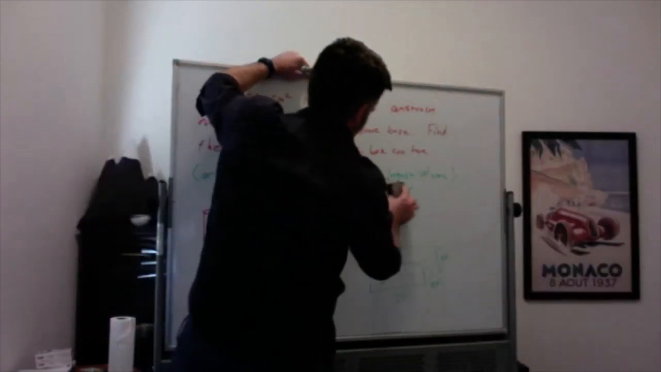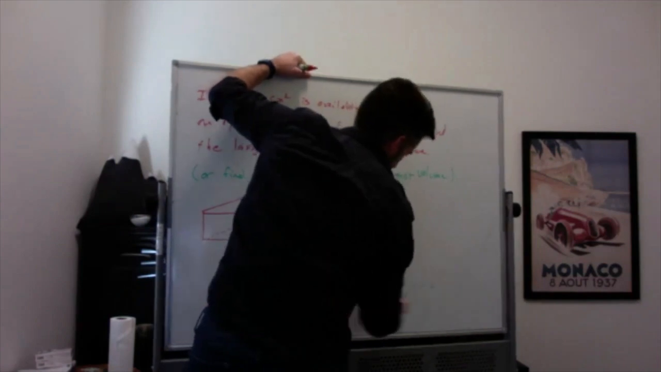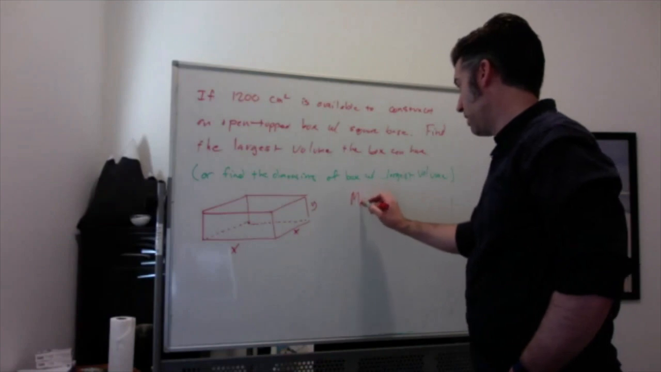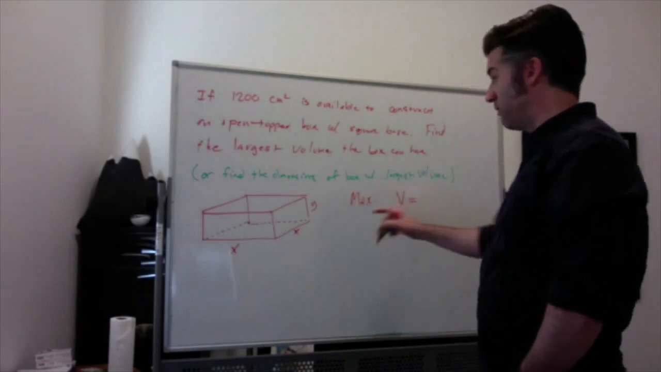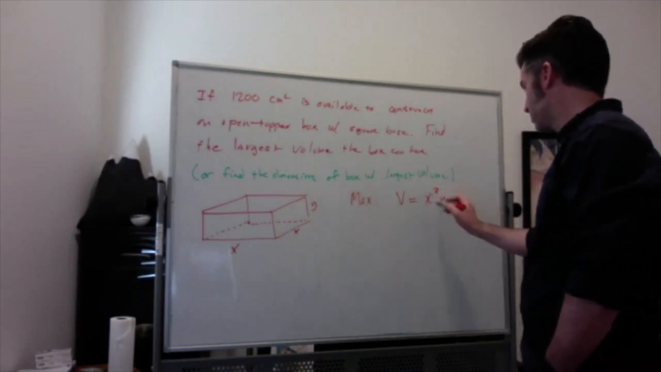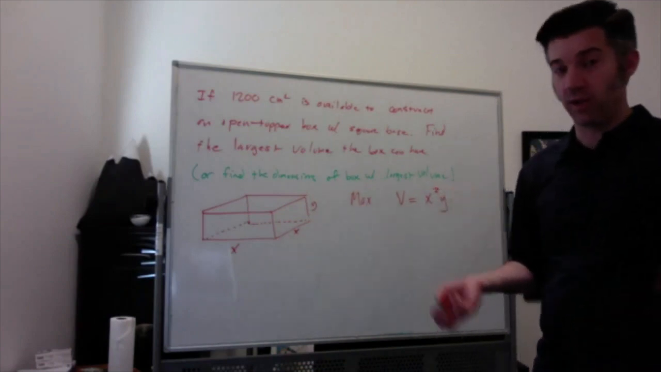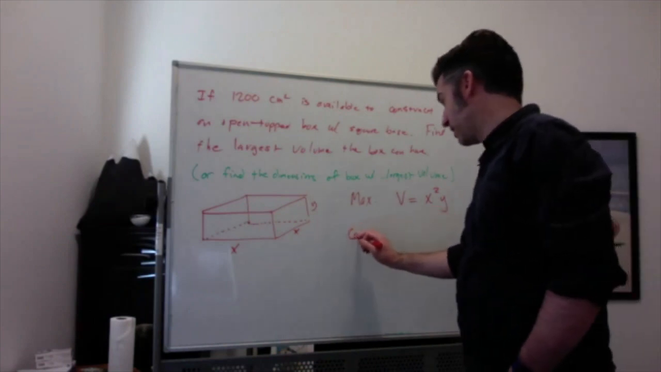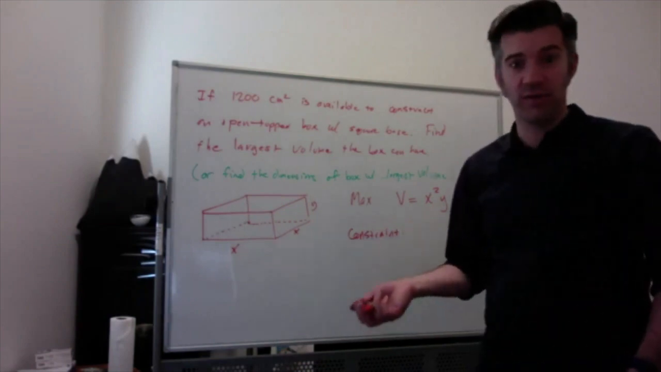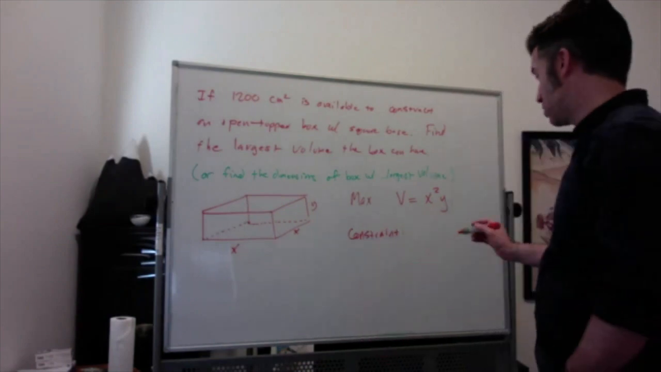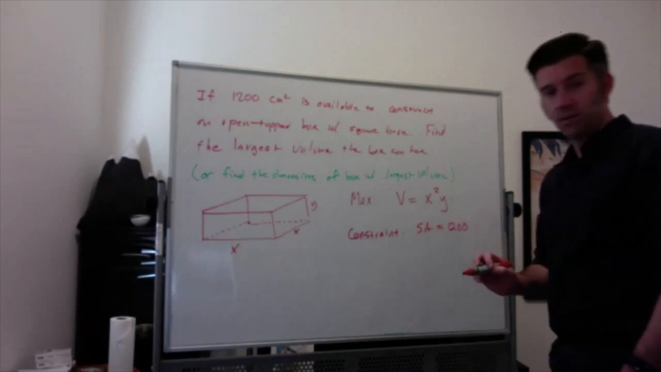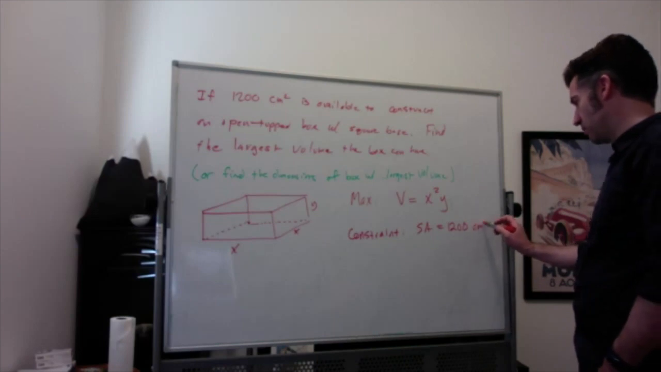So, what are we trying to maximize here? We're trying to maximize volume. I'm going to maximize volume, and the volume of this open top box is x squared times y. And I think it's good to start off with the thing you were trying to optimize. What's my constraint? Well, I'm constrained by the fact that I only have 1,200 square meters of surface area to work with. So my surface area has to equal 1,200 square centimeters. I said meters, I meant centimeters.